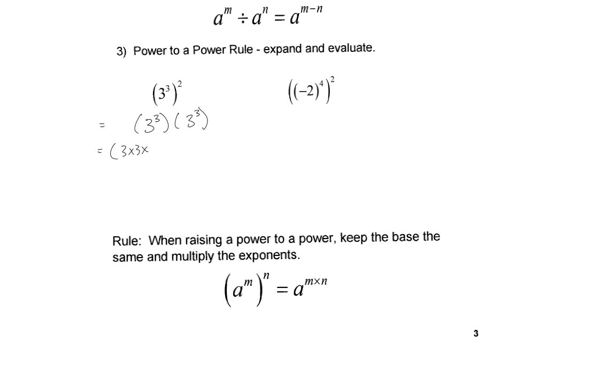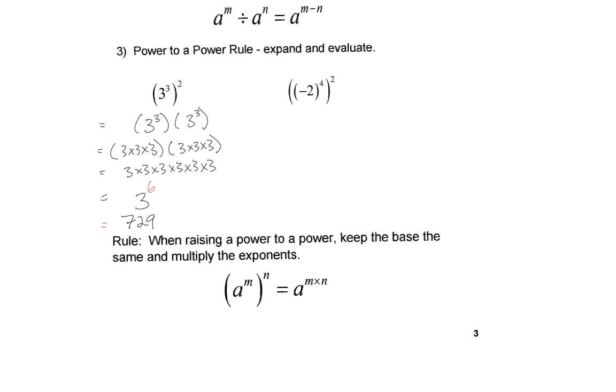3 times 3 times 3 in brackets, and then we're also multiplying by 3 times 3 times 3. But isn't all this multiplication? So this really means 3 times 3 times 3 times 3 times 3 times 3. Our base is 3, and all we have to do is count the number of bases that we have here, and you'll notice that there are actually 6. So if we calculated this, 3 to the 6 would equal 729 when we punch that in our calculator.